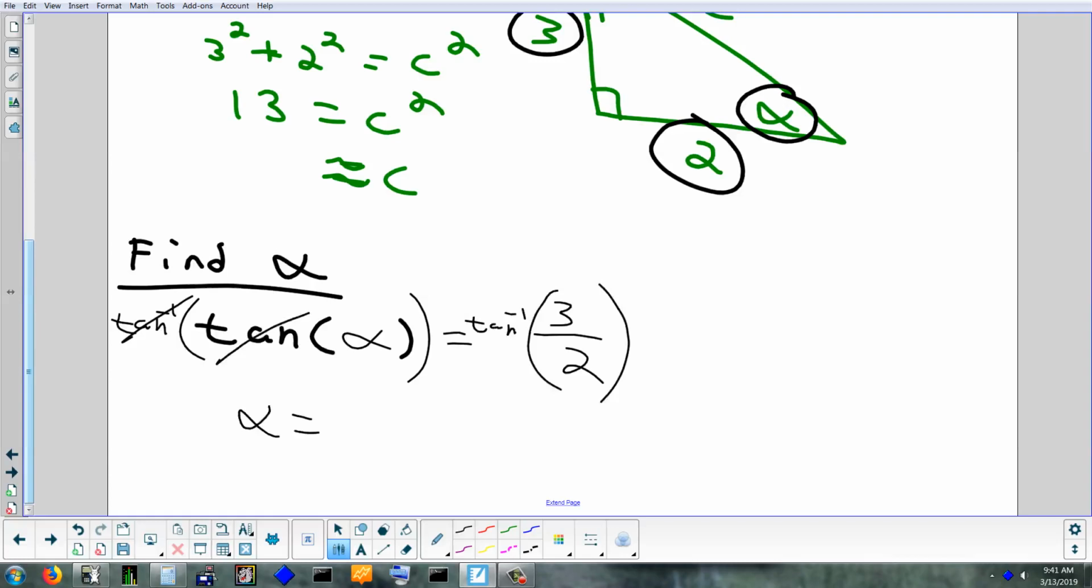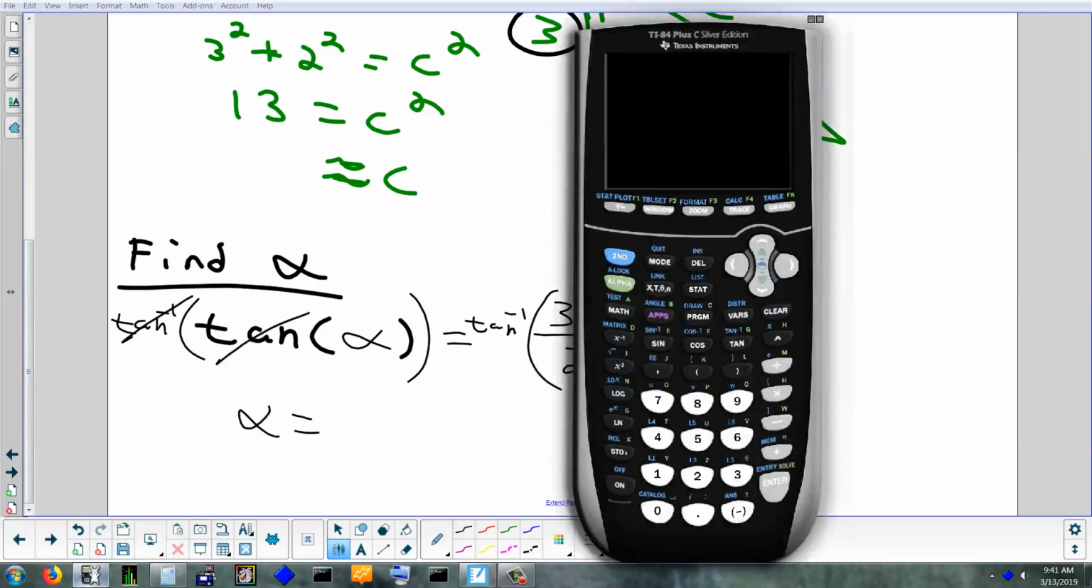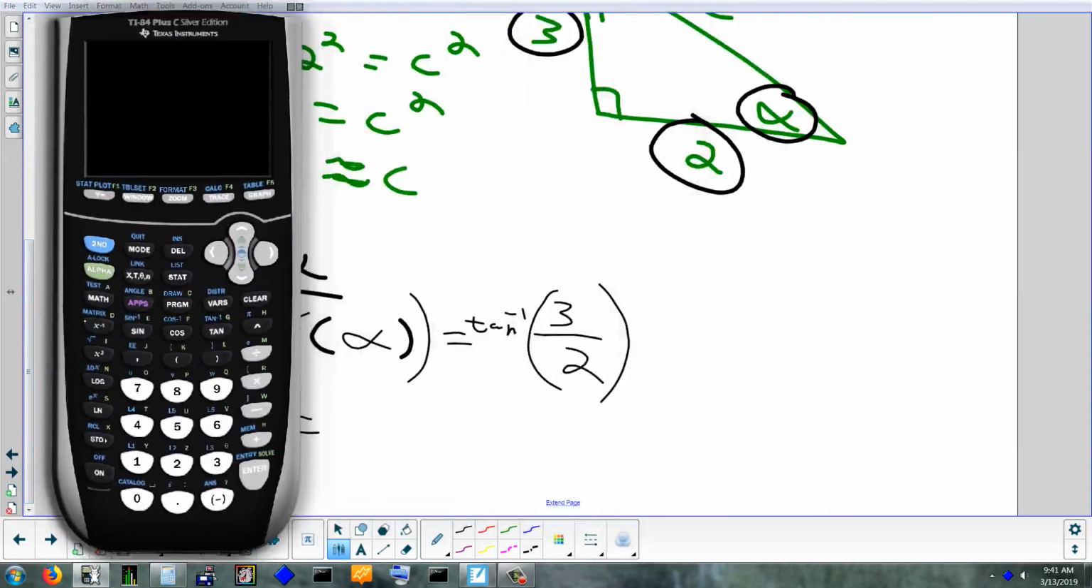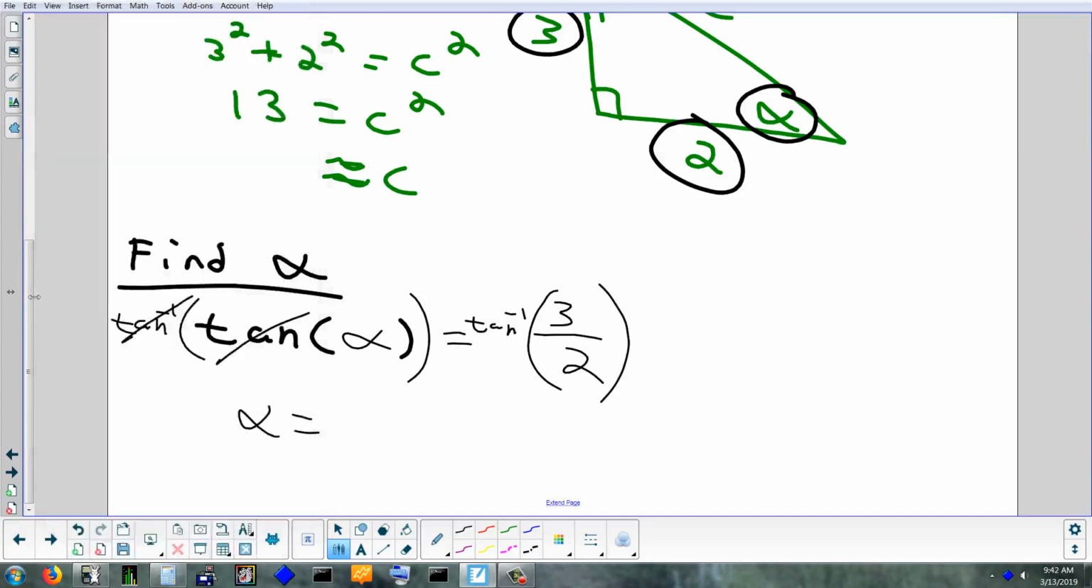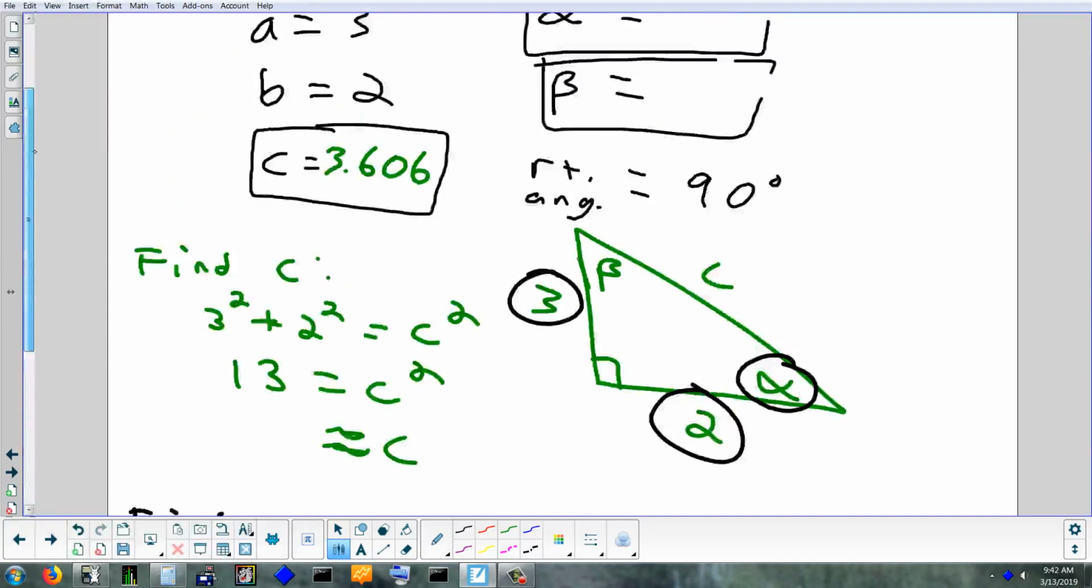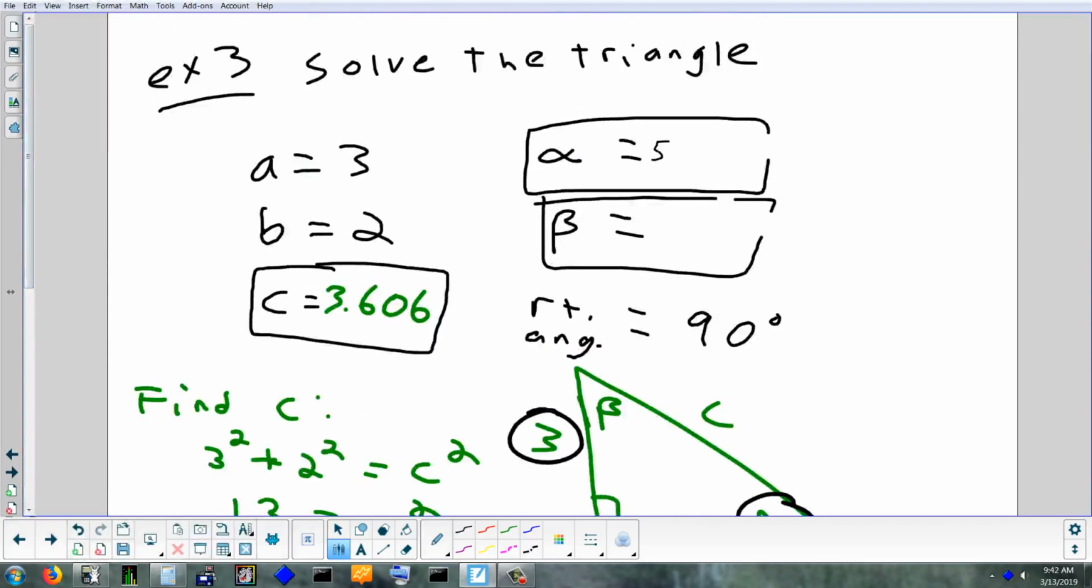Okay, so let's type that in. How do I get to inverse tangent again? Second tangent, 3 over 2. We get an angle of 56.3, well, if we round it, it's 310. Okay, it rounds up to 310. So I'm going to put it up in the box.